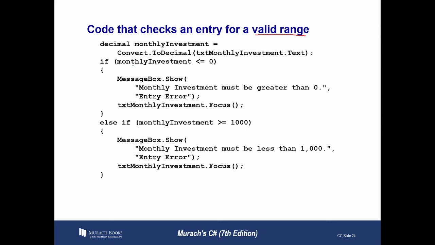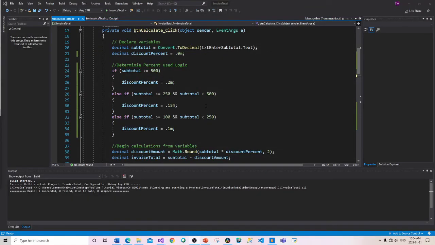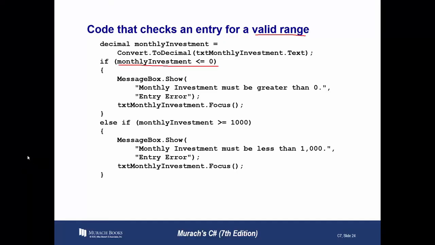In this particular case, we're saying that our monthly investment is a decimal, and we do all this conversion. And then we're saying, check this particular condition, this range is less than or equal to 0. And we actually did that back here in the last video. We did the exact same thing. We were checking a range. So if the value was 500, then set or initialize our discount percent to these different percentages. So we've done that before. But in this particular case now, we can put a message box in there.